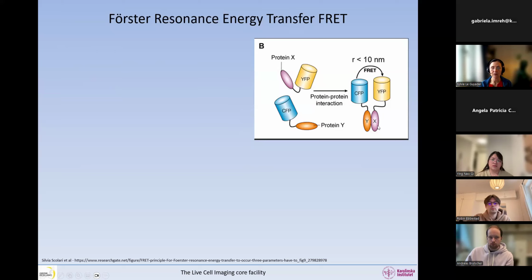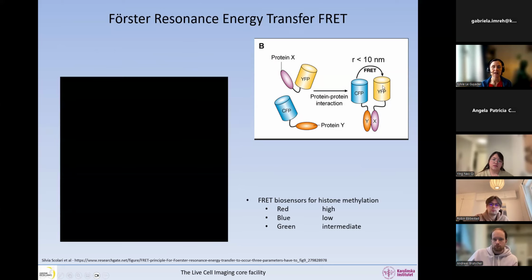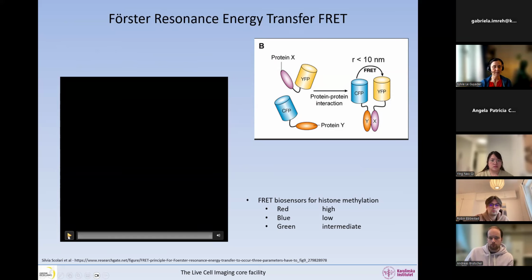And when the two proteins interact with each other, they come very close to each other. The two fluorophores get close, and there is energy transfer from one to the other, and this one will start fluorescing even though we do not excite it. So this is an example of cells that are transfected with a FRET biosensor, which shows histone methylation. When histones are methylated, they change conformation and the two fluorophores come close to each other.